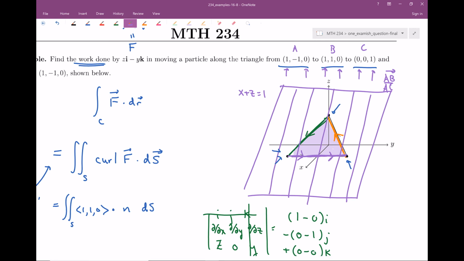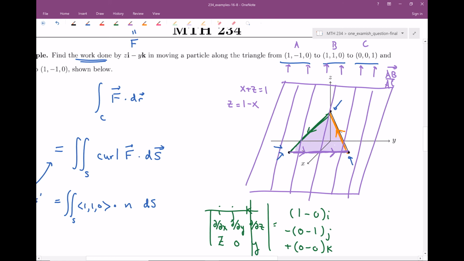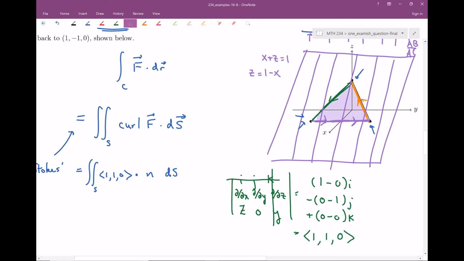Well, let's focus on the Stokes Theorem bit of this one, and I'm going to say, assume that we can do this, back from chapter 12, section 5. This is going to give us z equals 1 minus x. So we're able to solve this surface as z equals, which means that when I go to find my normal vector, I'm going to use the explicit form.